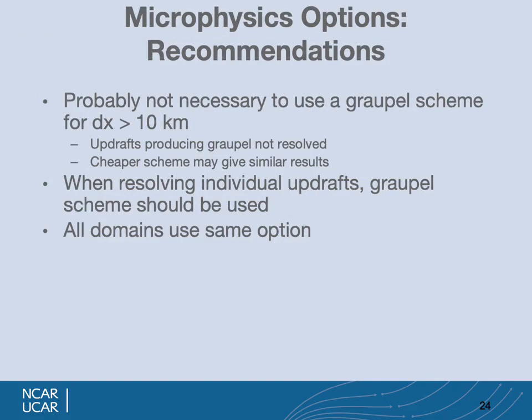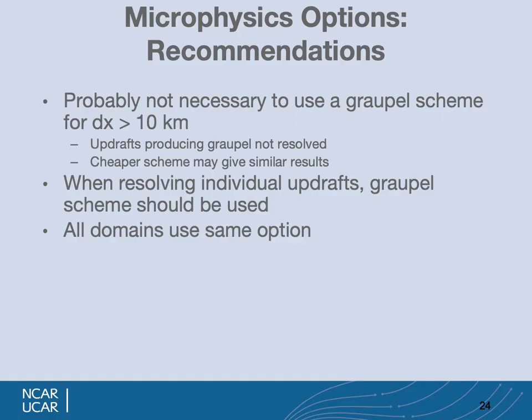So these are some recommendations for microphysics options. When you're at coarse grid sizes, you do not need a very sophisticated scheme, so you probably don't need a graupel scheme. Something like WSM5 would work, or even WSM3, for low resolutions if that's where you're staying. If you're doing nesting or anything down to high resolutions, you will need a graupel scheme, or at least graupel, and then some may want hail for some applications.